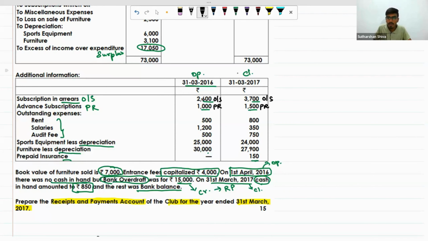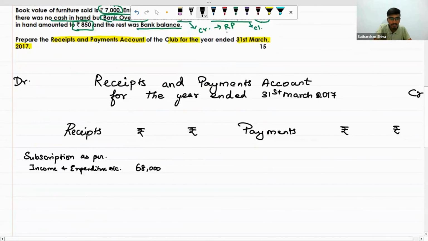Now, what you need to do, you should subtract the closing outstanding and you should add the opening outstanding to go to the receipts and payments account. And you should subtract the opening pre-receive and you should add the closing pre-receive to arrive at the values. So how am I going to present?